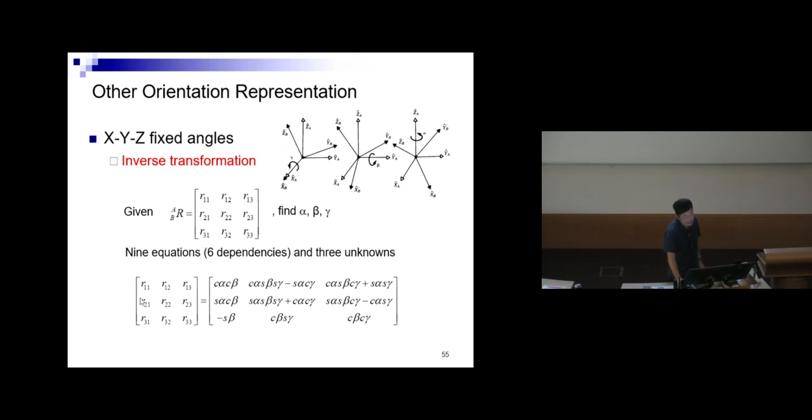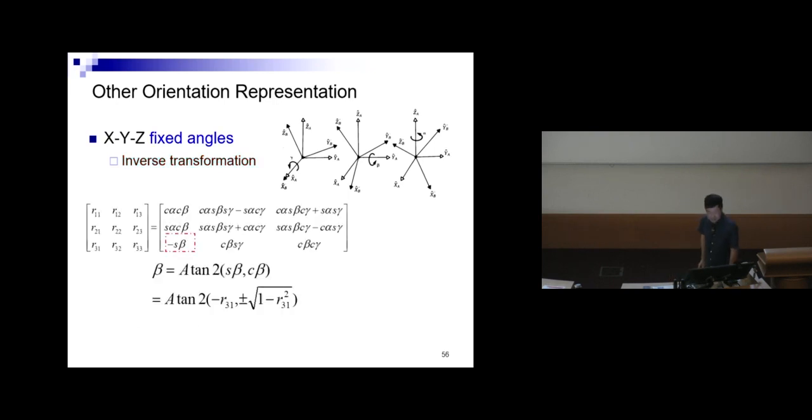There will be 9 equations altogether. So you have R11 equal to this, R12 equal to this, and so on, up to R33 equal to this. There will be 9 equations altogether, but only 6 dependent ones, and 3 unknowns. The 3 unknowns are alpha, beta, and gamma. So we can derive a way to determine the unknowns.